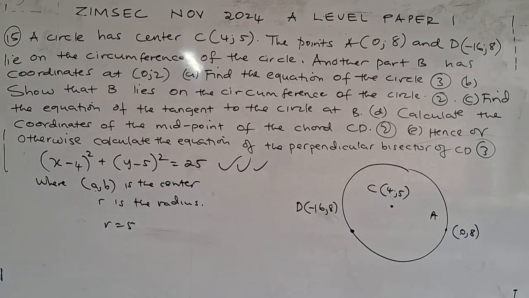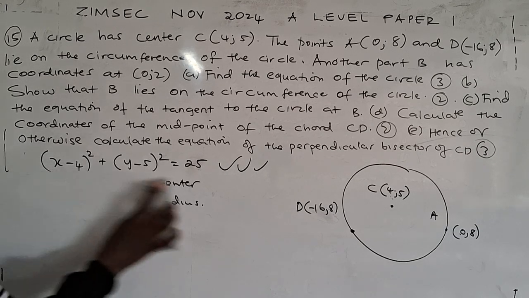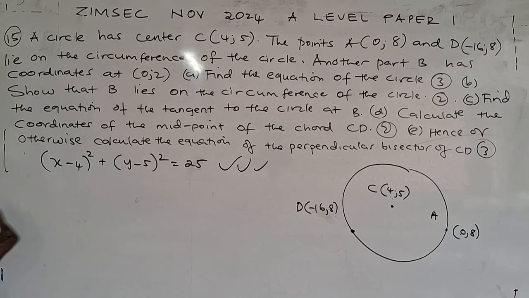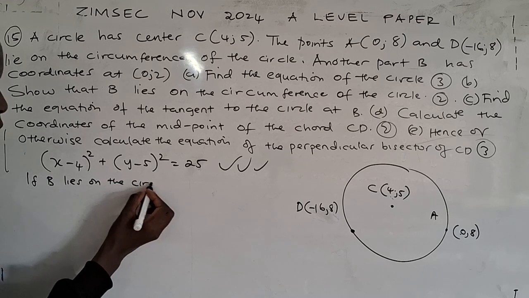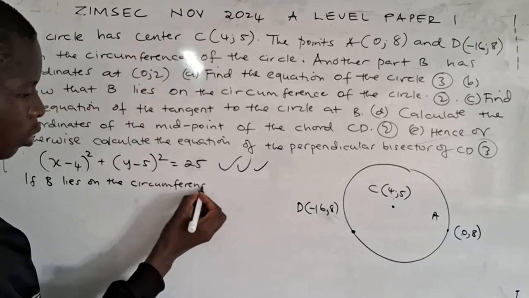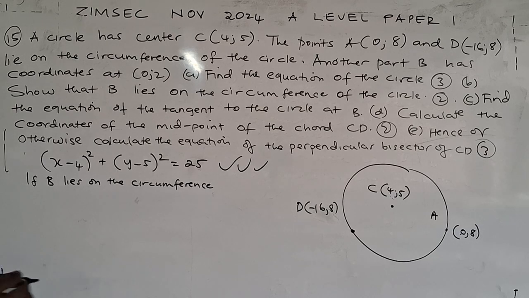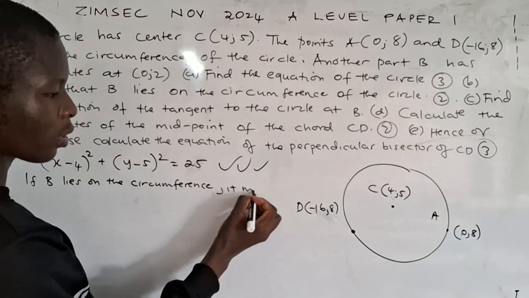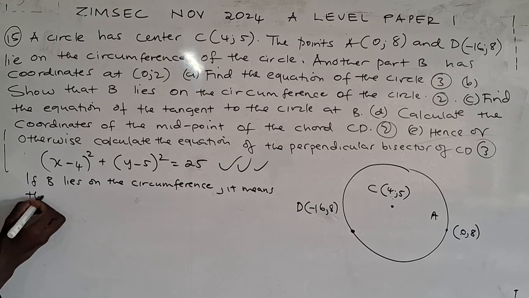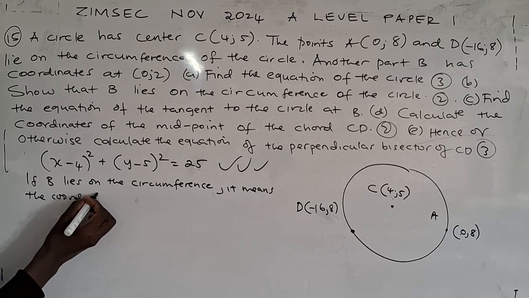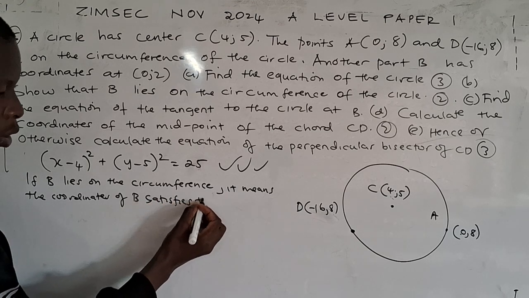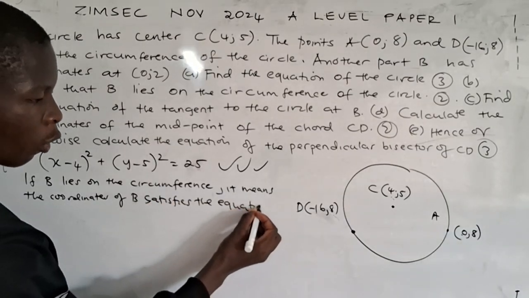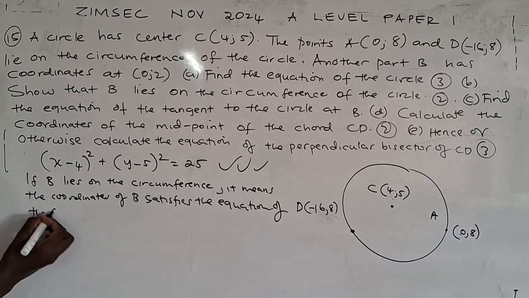Show that B lies on the circumference. If B lies on the circumference, it means the coordinates of B satisfy the equation of the circle.